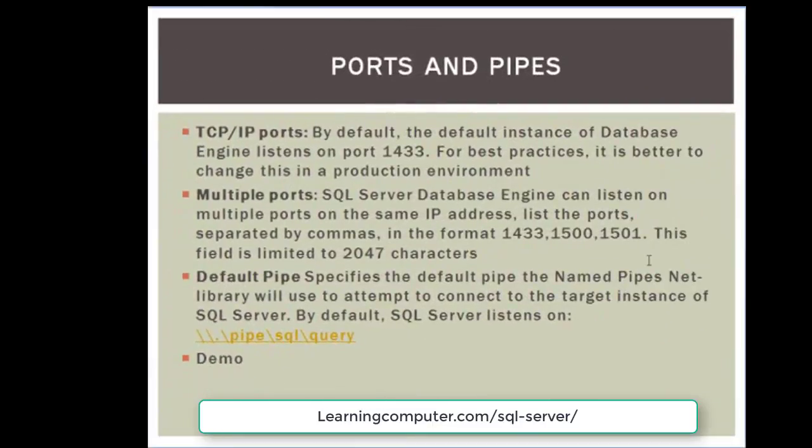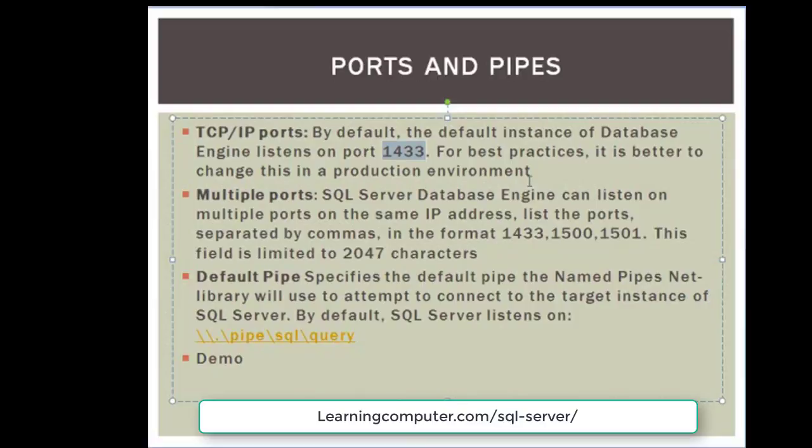Now, as far as ports and pipes, with TCP/IP by default, the instance of the database engine listens on port 1433. For best practice, it is better to change this in a production environment. The reason for this is that hackers are obviously aware of this port, and if they try to get access to your machine, they will definitely try to ping you on this port, and that leads to the recommendation that you can use a different port.